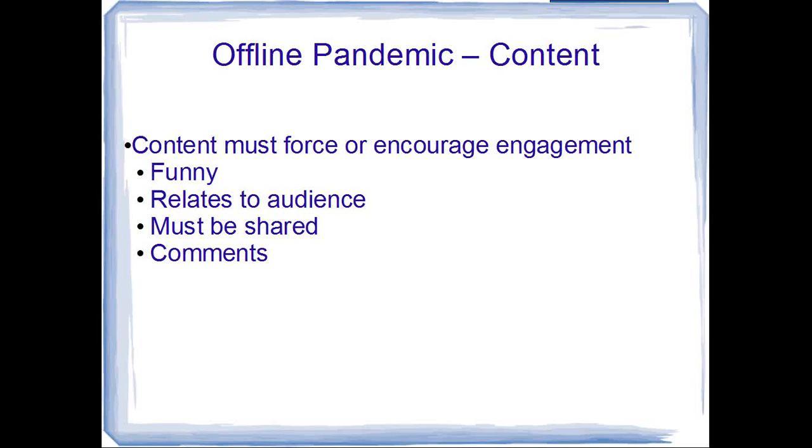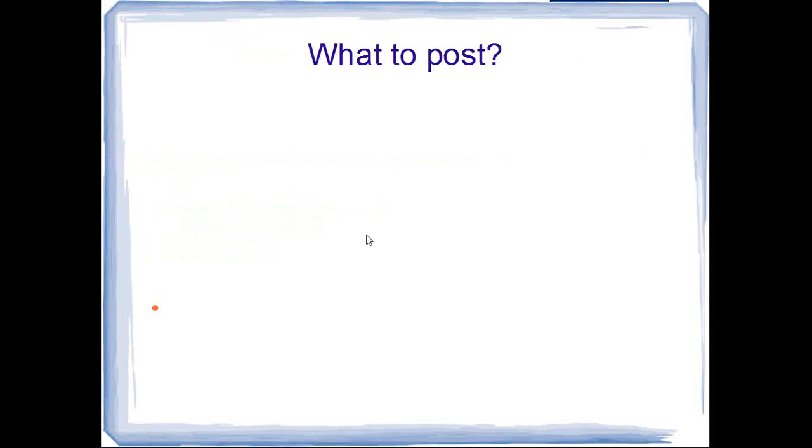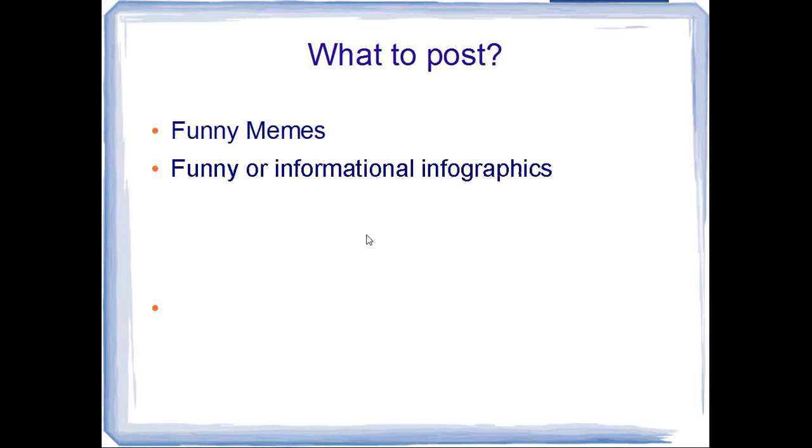We're talking about a small business here. So when their name pops up, they're going to click on it because they're used to clicking on it. Comments, likes, shares, it's got to go viral. Pretty much standard right there. Now here are three things to post: funny memes, funny or informational infographics, and word searches.